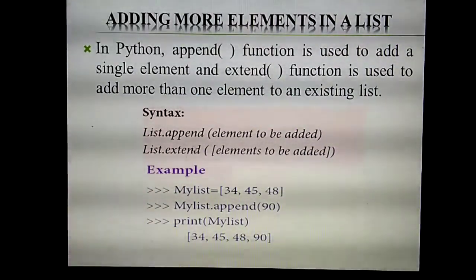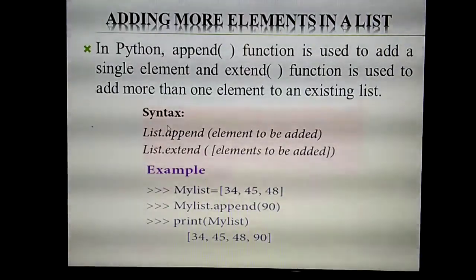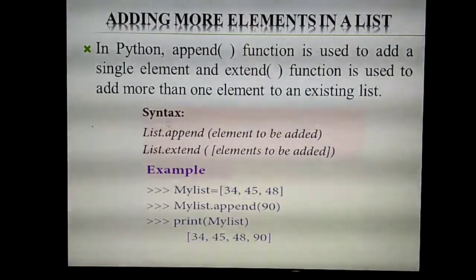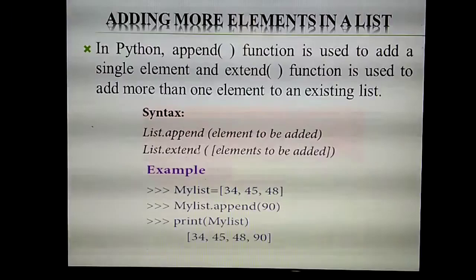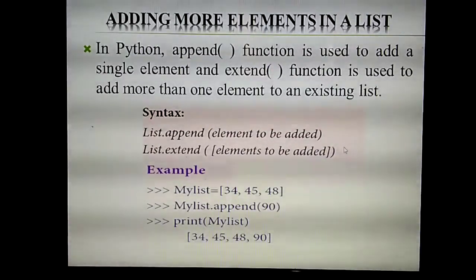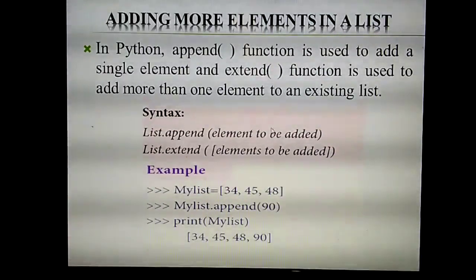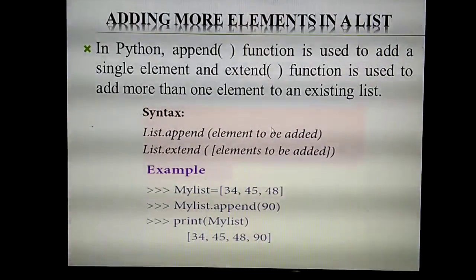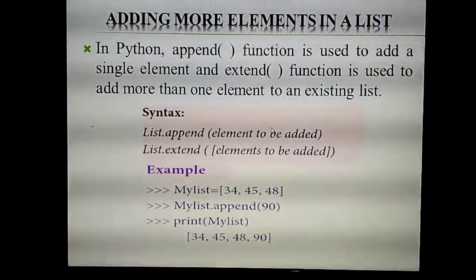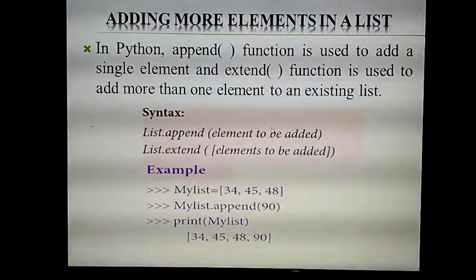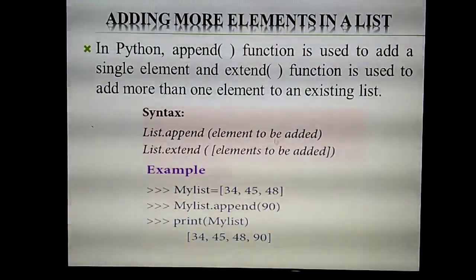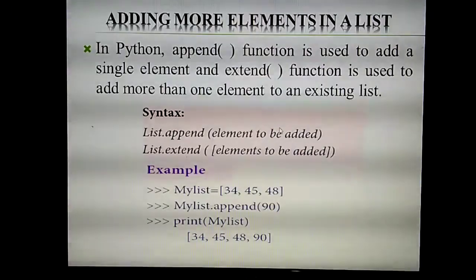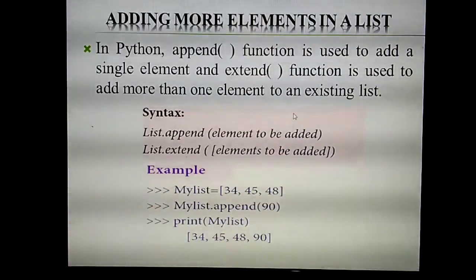So see the syntax: list.append. What's the syntax for the append function? List, that means the name of the list, dot append, and the element to be added. That means which element you need to add. No need to write the count of elements; you need to write which element is to be added. Understand, with the append function you can add only one element. That element you need to mention here.